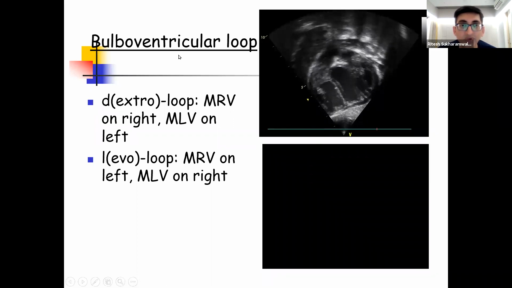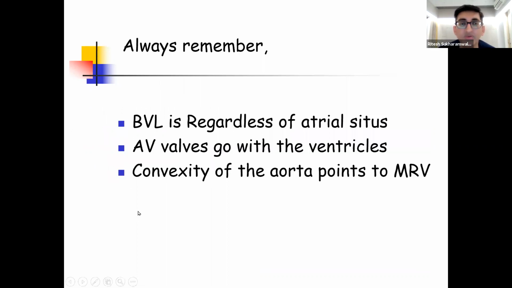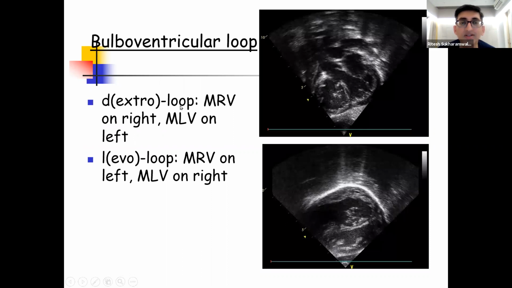And this bulboventricular looping can be of two types. That is the right-sided looping and the left-sided looping. The D looping is called the right looping and the L looping is called the left looping. Normally, there is a D looping of the ventricles. So when D looping happens, the morphological right ventricle will sit on the right side and the morphological left ventricle will sit on the left side. But if left looping, or L looping, occurs, there will be inversion. The right ventricle will be on the left side and the left ventricle will be on the right side.